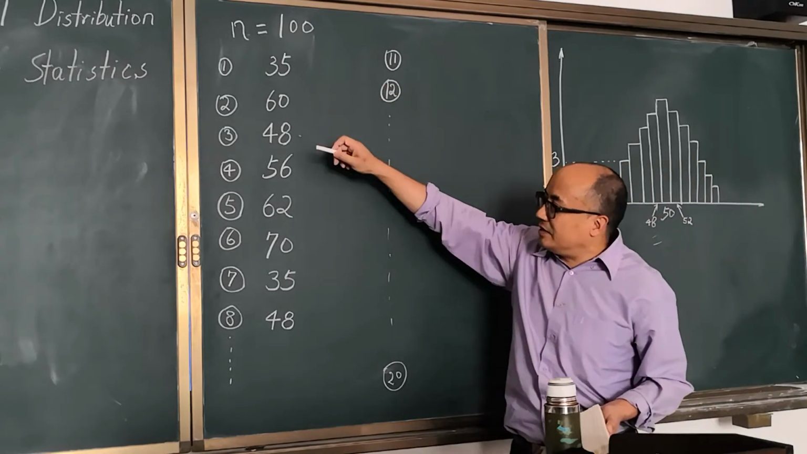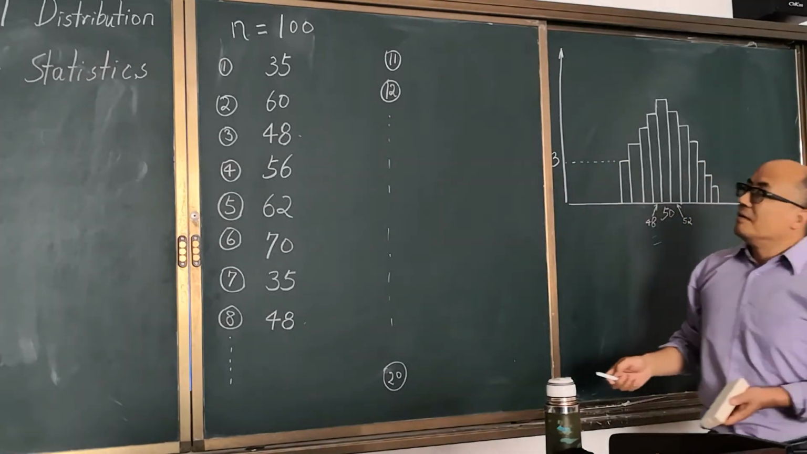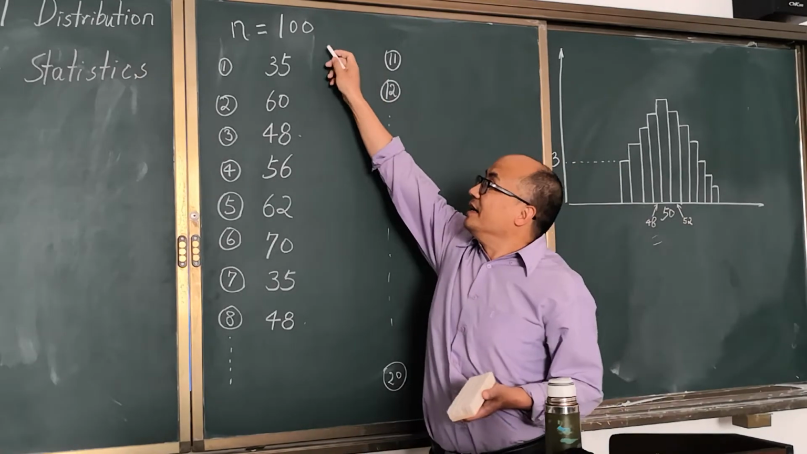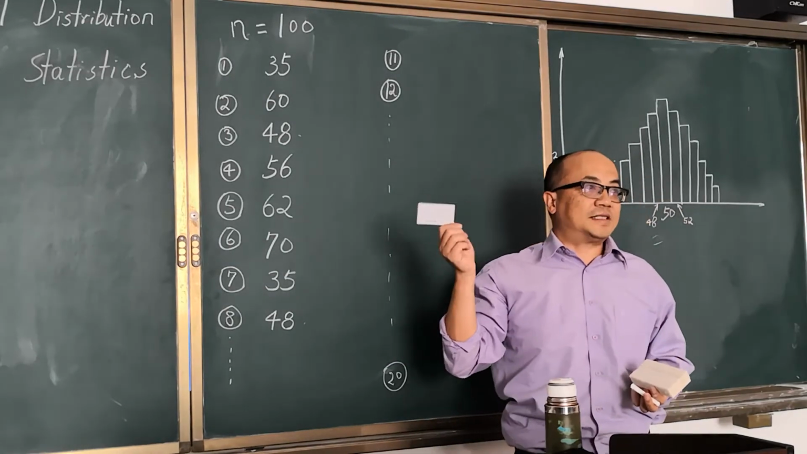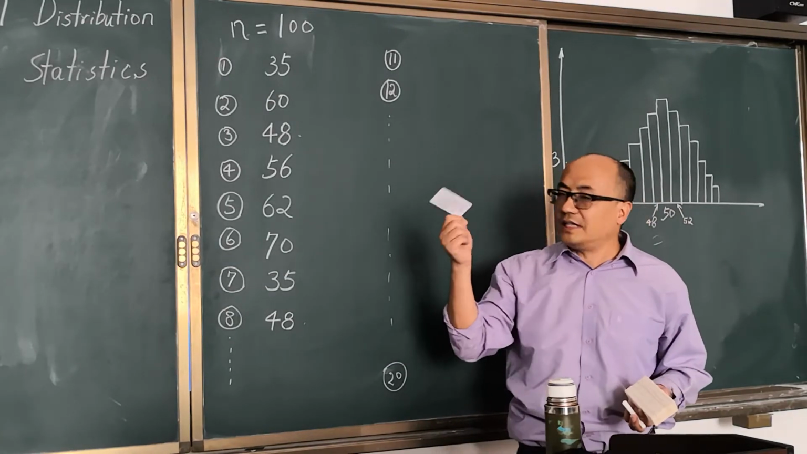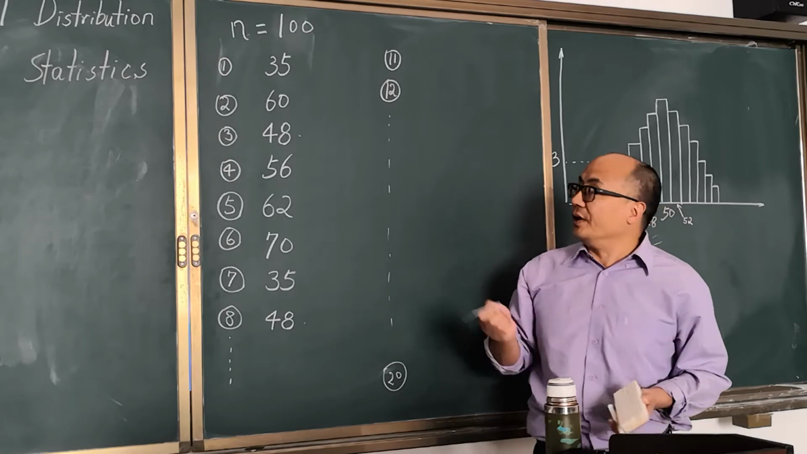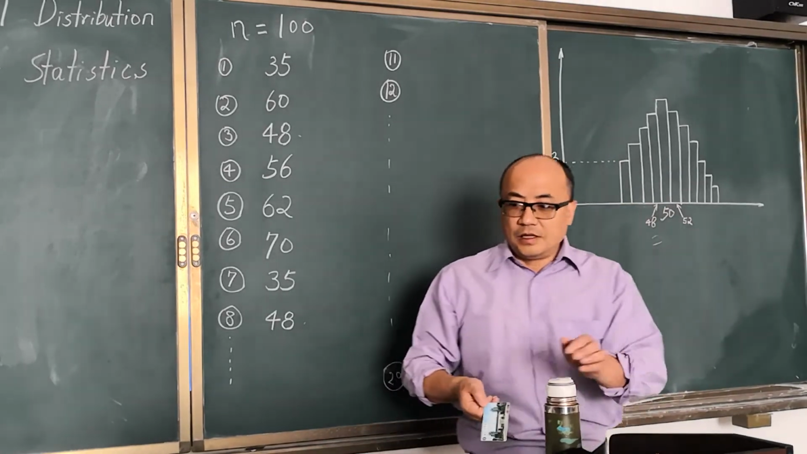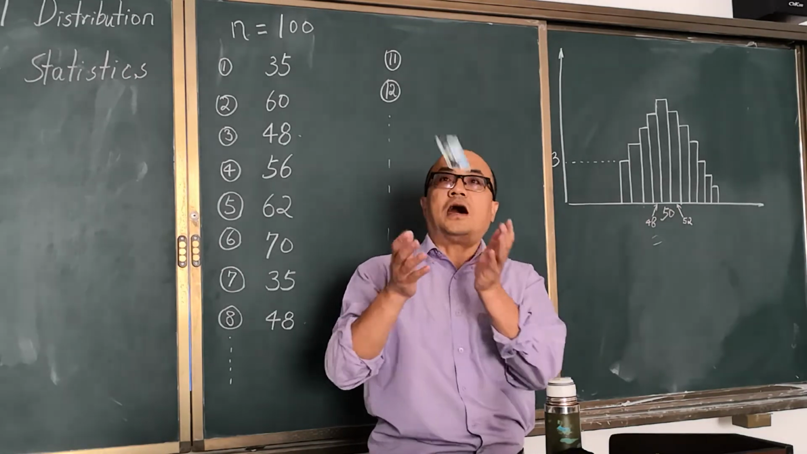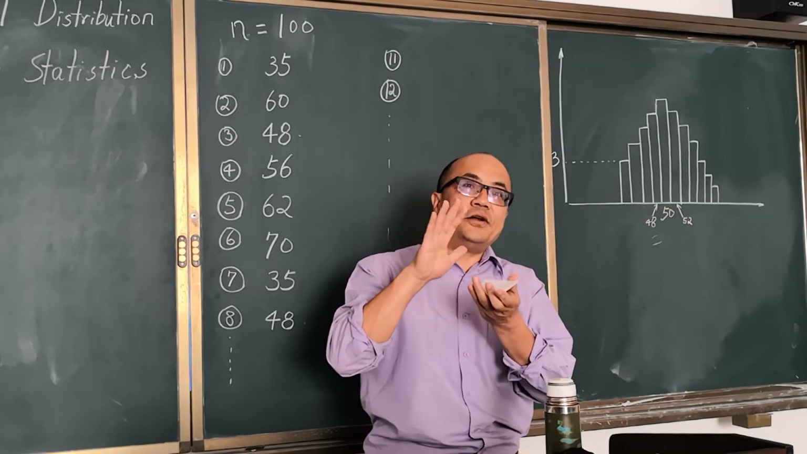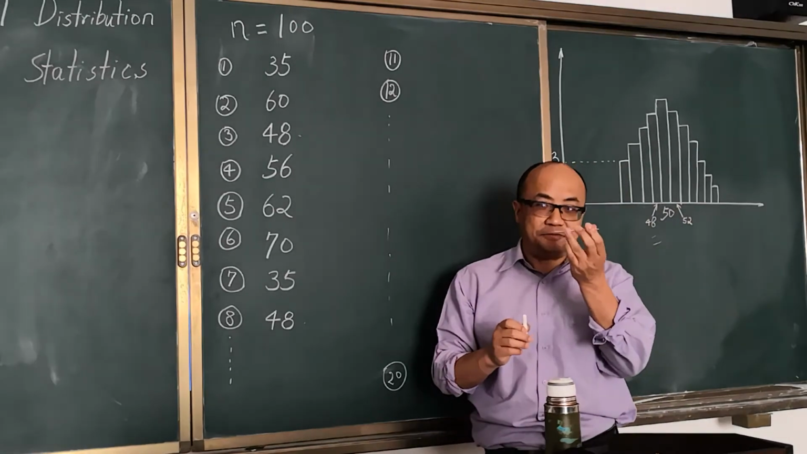This 48, I made this number because in theory there is a 50% chance. We know this is a fair coin. In theory, if I throw it 100 times, I should have 50 heads.